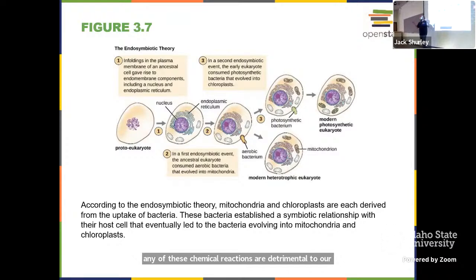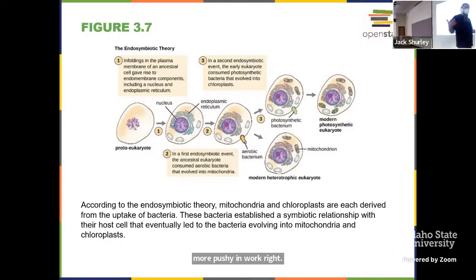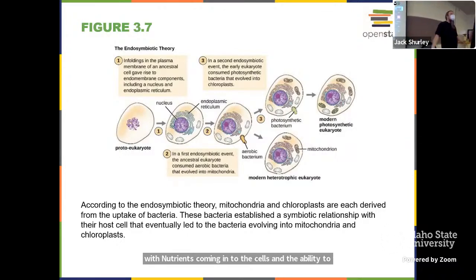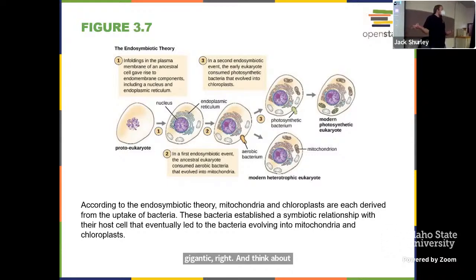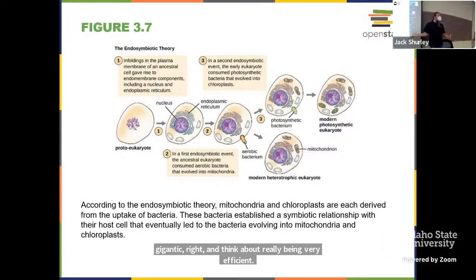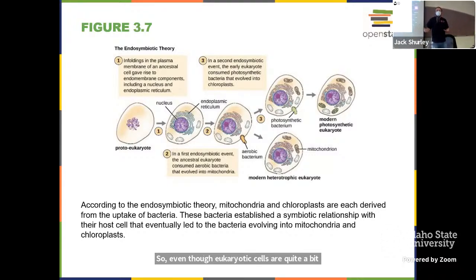There's more pushing inward, right? The cells are constrained by, we think about diffusion, nutrients coming in to these cells and the ability to get things spread around. You cannot be a cell that is gigantic, right? And think about really being very efficient, right? So even though eukaryotic cells are quite a bit bigger than bacterial cells, they are still really small, all right? And a lot of that has to do with how they can deal with energy, all right?